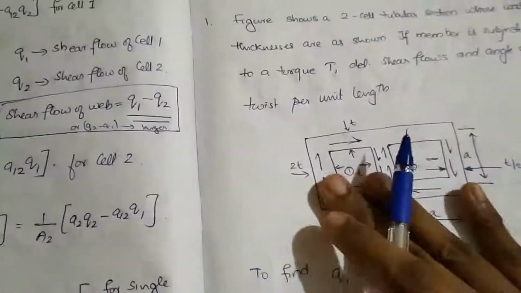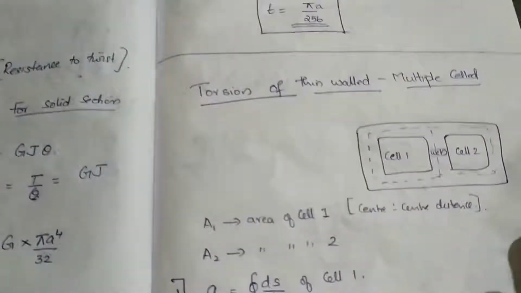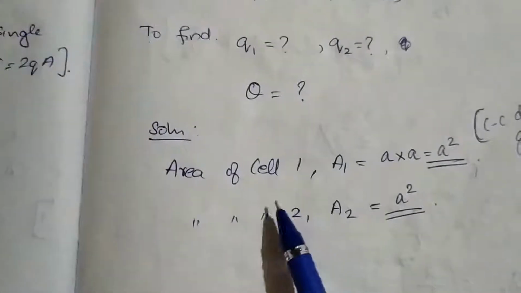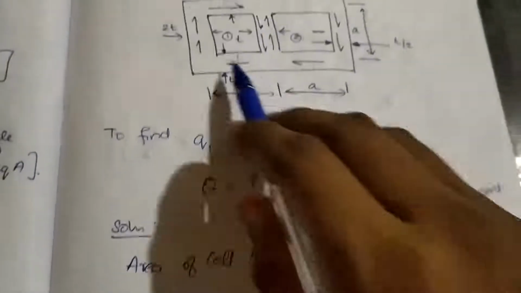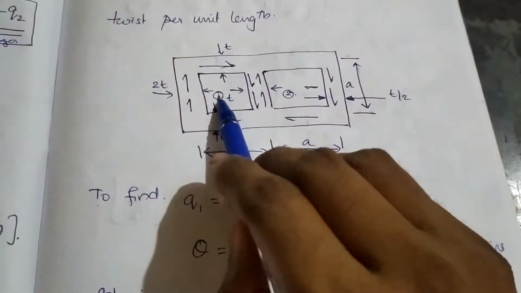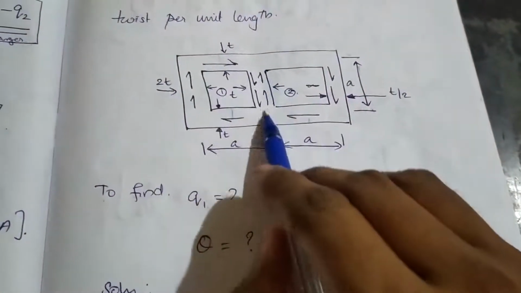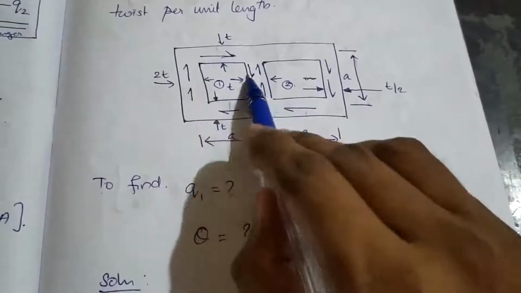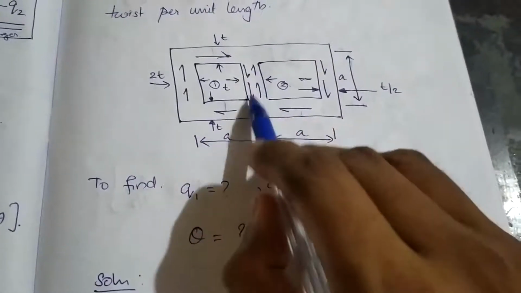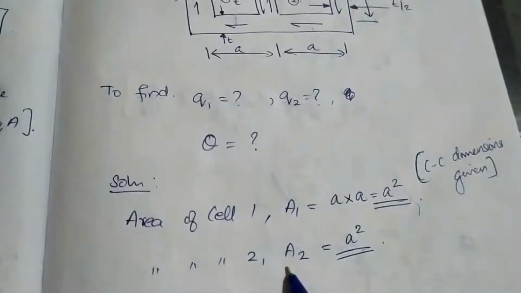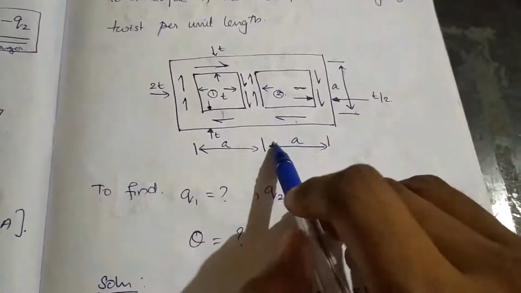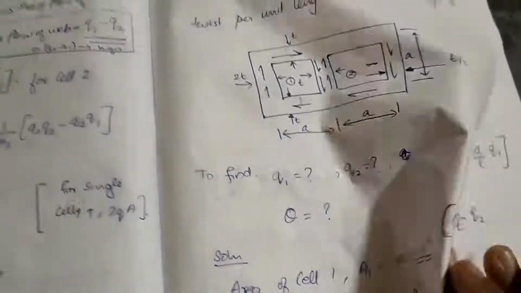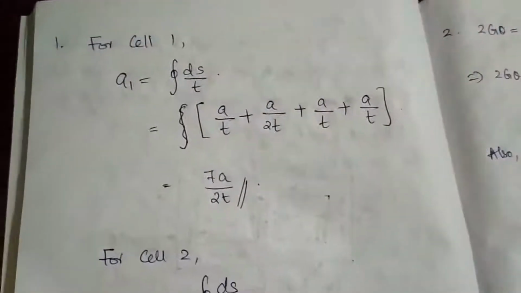So you will do the problem as I have discussed in this manner. You find out A1, A2 first. Area of cell 1 is, first cell, that means the area is a into a, right? This is a and this is also a. So a square. A2 also similarly. This is a and this is also a. So it's a square.